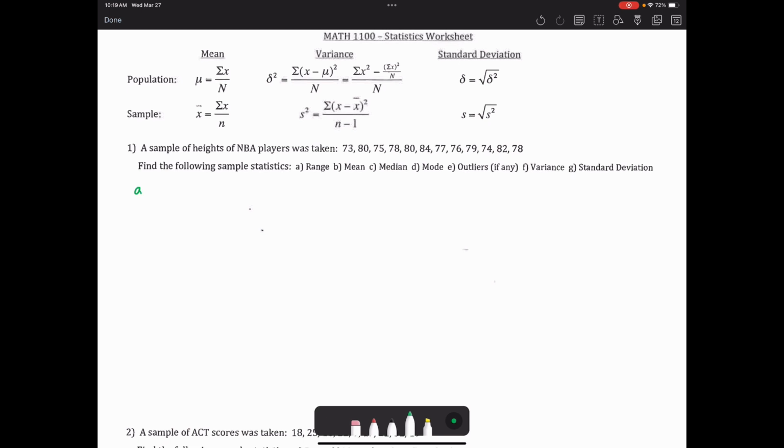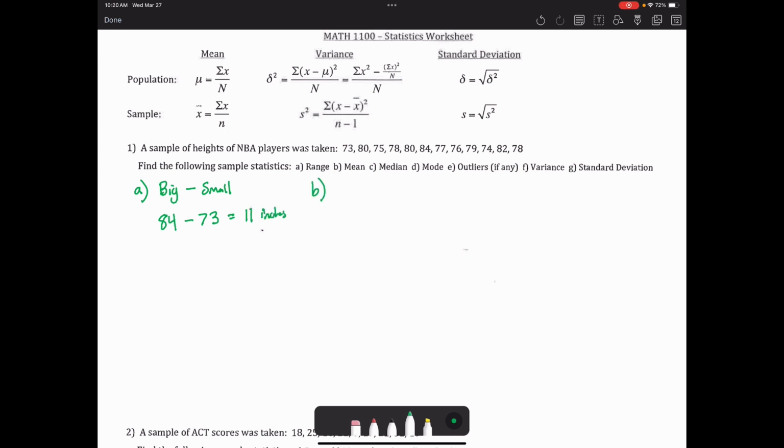Well, range is just the distance between your smallest and your biggest. What's my range in heights? All this is your biggest value minus your smallest value. So in our case, my biggest value is what? 84. That's the tallest NBA player that was sampled. And my shortest NBA player that was sampled was 73 inches tall. And so that gives me a range of 11 inches.